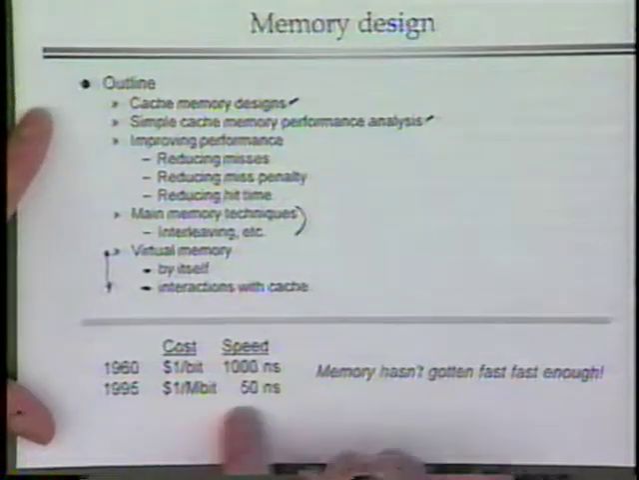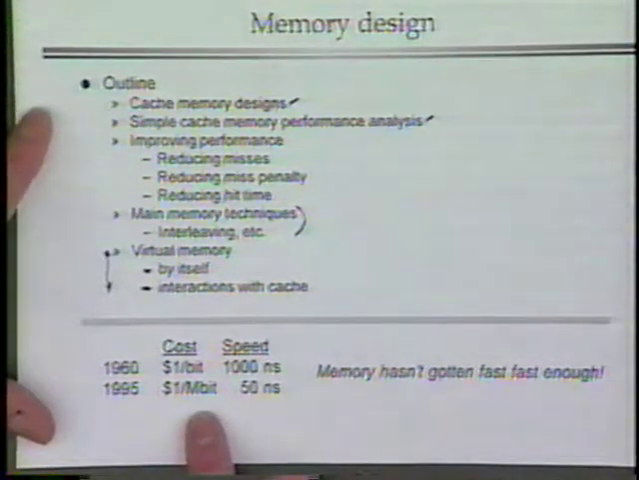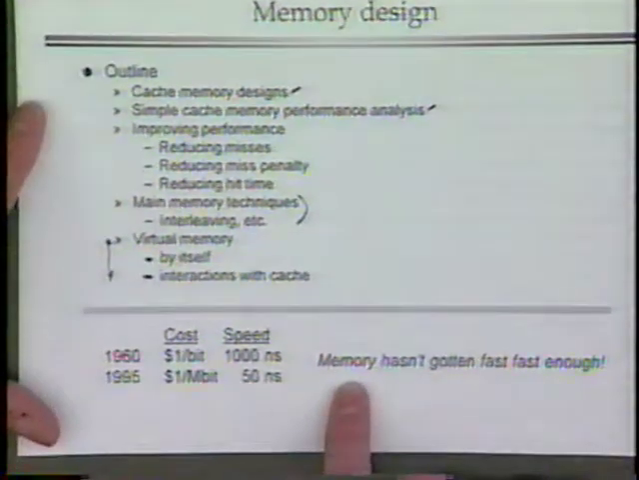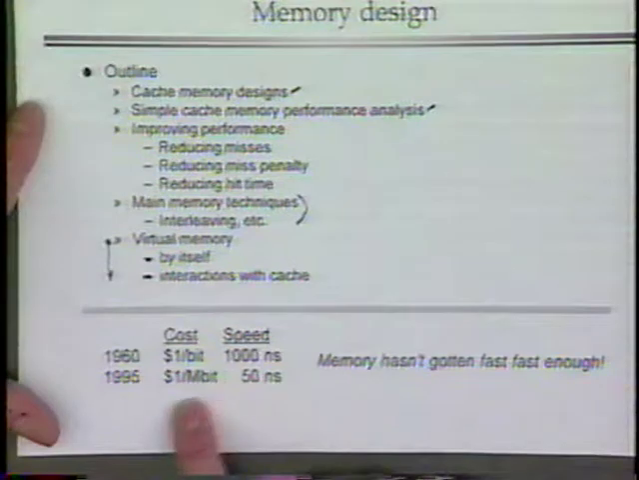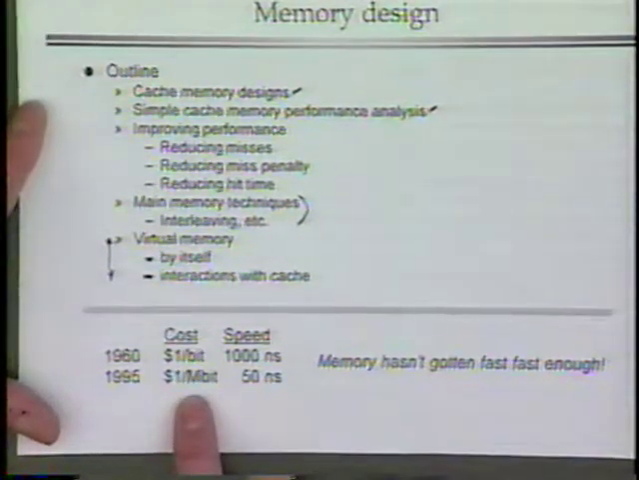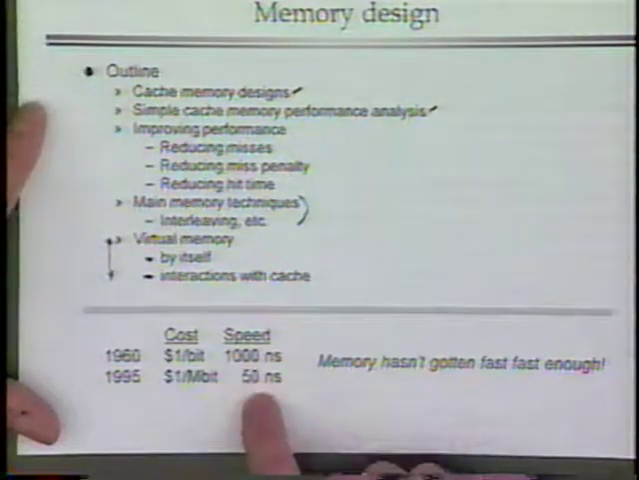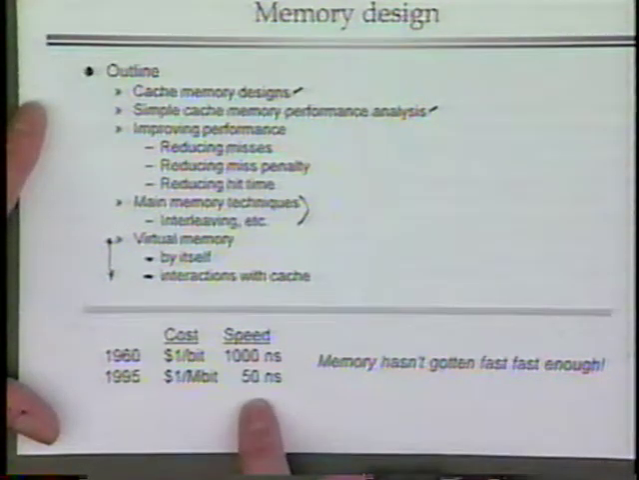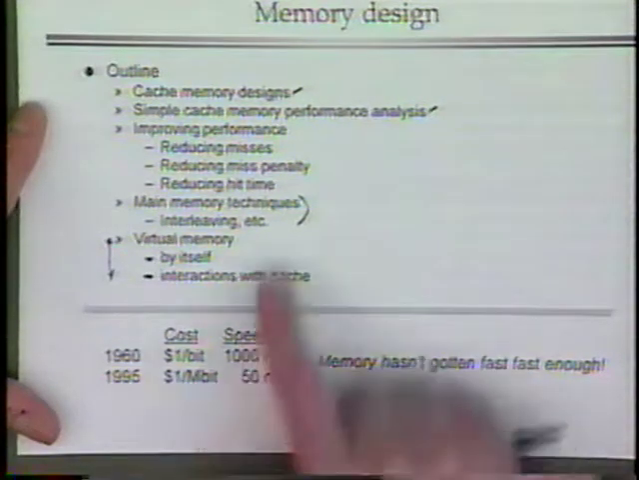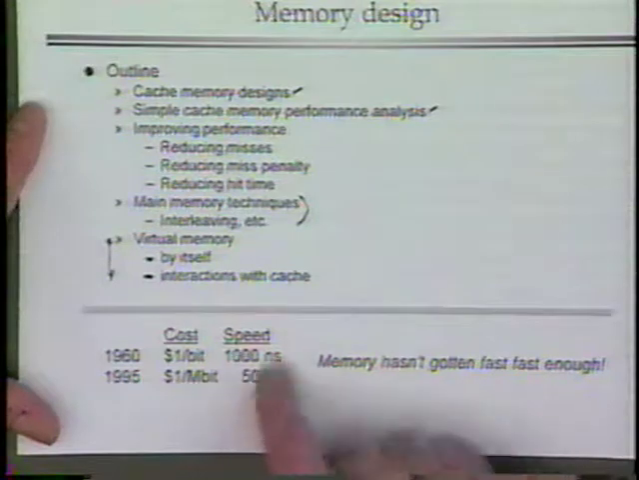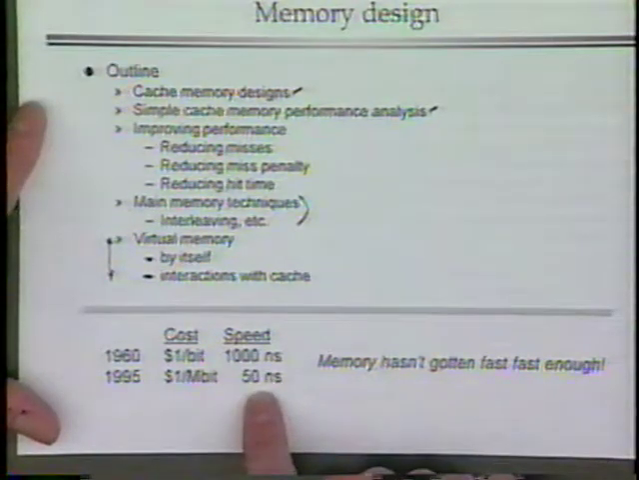Notice that we are pushed into doing this because memory isn't getting fast enough. Processors are getting fast. Memory is getting cheap very fast. If you look over the last 30 years, the cost of memory has come down about 1 million-fold, but the speed of memories has come down only about 20-fold or something like that. So what do we do? Well, you use some of these techniques to make up for the fact that it's not as fast as you'd like.